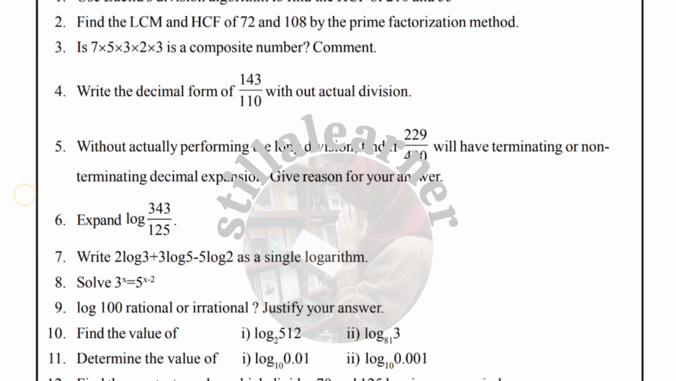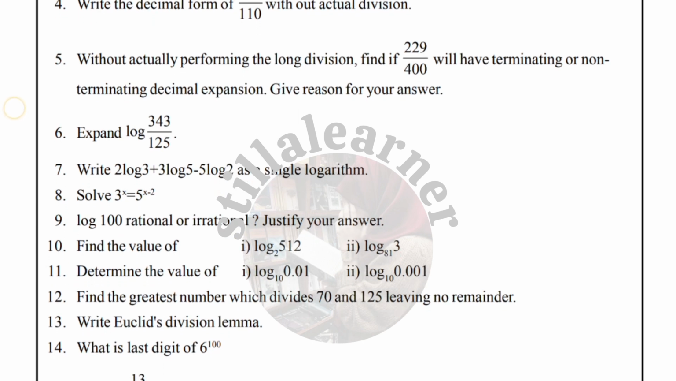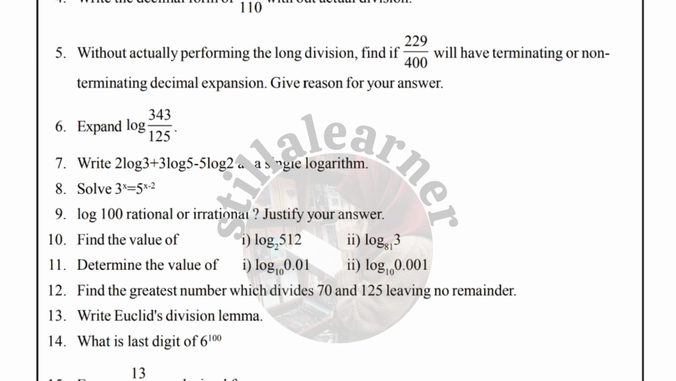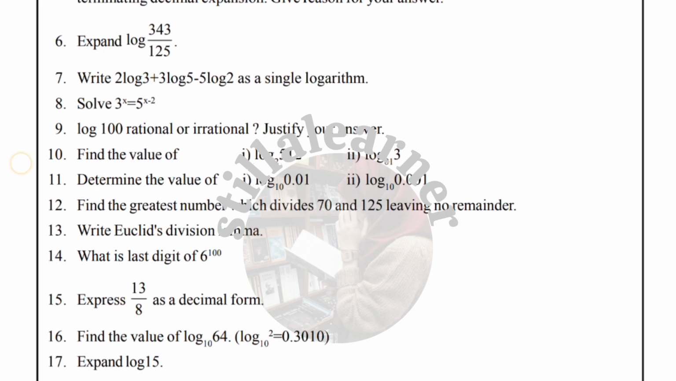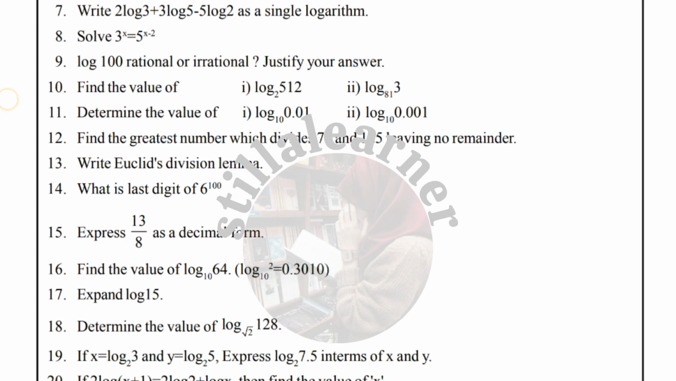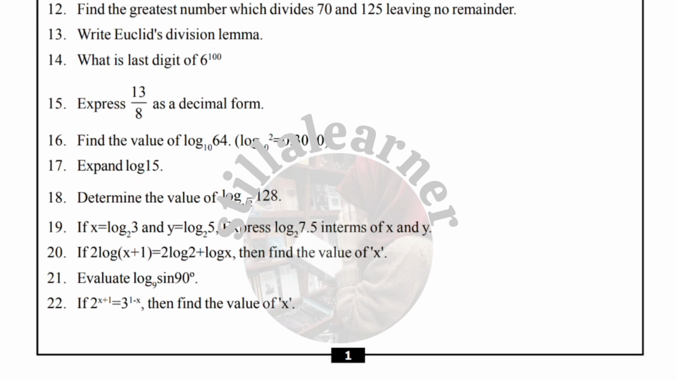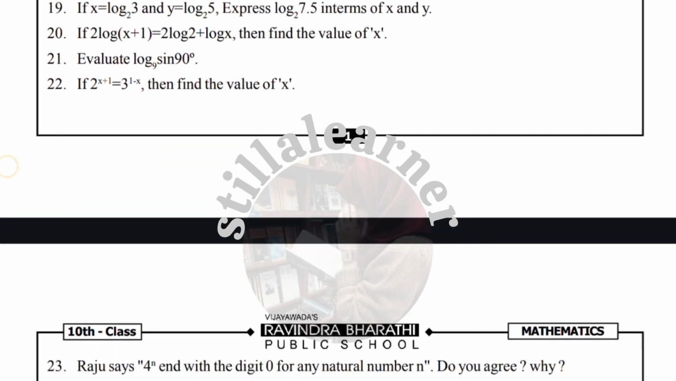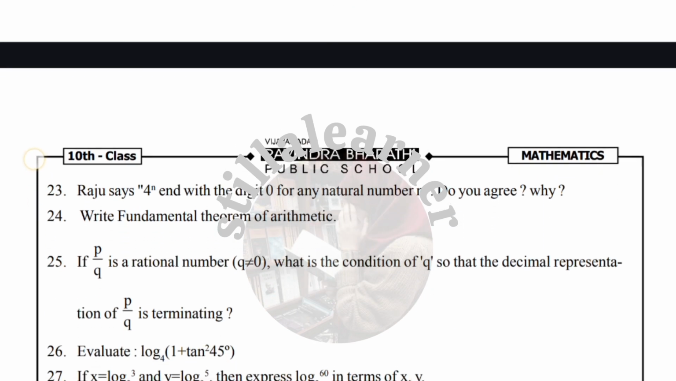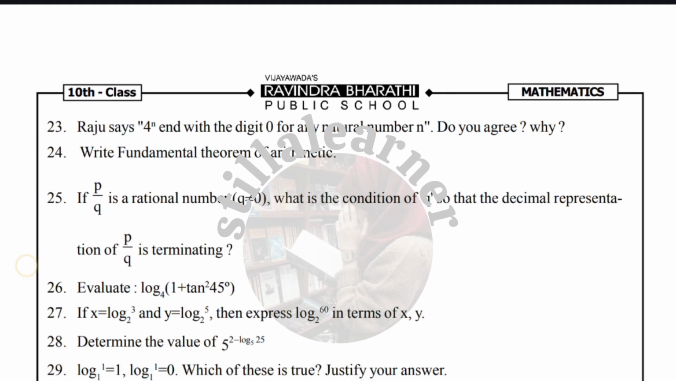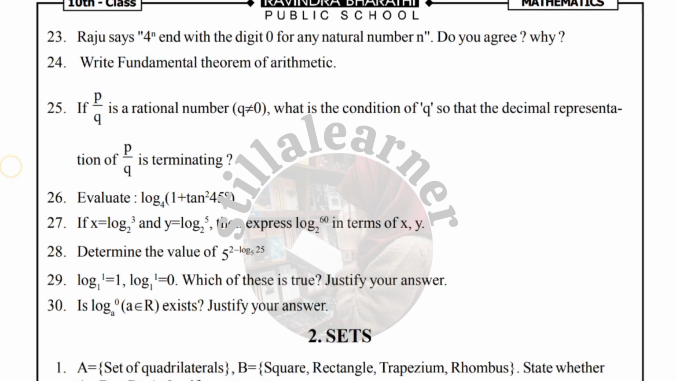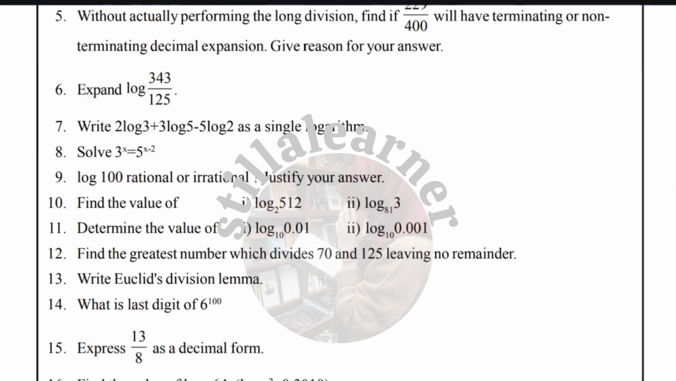For them I just want to give a small tip: first of all, go through the easy chapters like sets, then coordinate geometry, like that. Go through all the questions from those easy chapters well. After that, come to the average chapters, like rational numbers, then polynomials, and quadratic equations. So these are all the questions, up to 30, given from rational numbers.